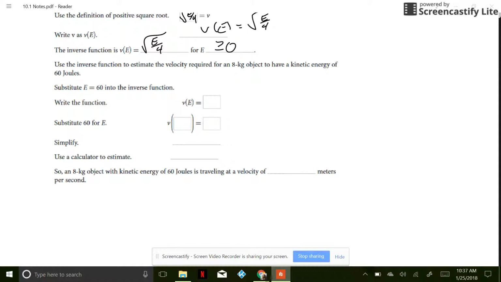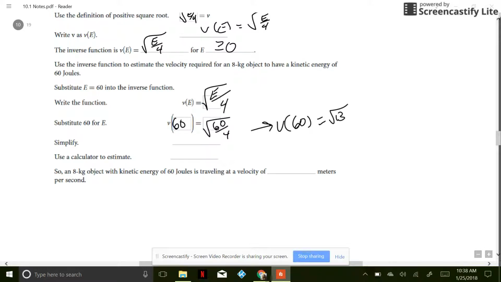60 into our function. So we take our original function, v of e is equal to the square root of e divided by 4. We substitute 60 in for e. So this is just showing that 60 is now our input. We can simplify. I'm going to write it over here. So v of 60 will be the square root of 13. 60 divided by 4 is 13.